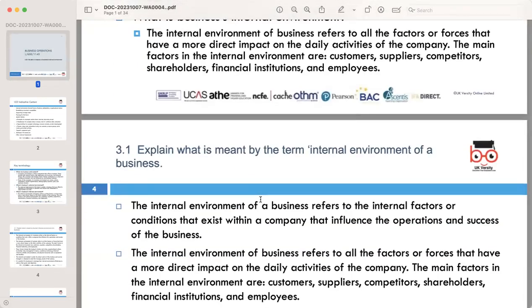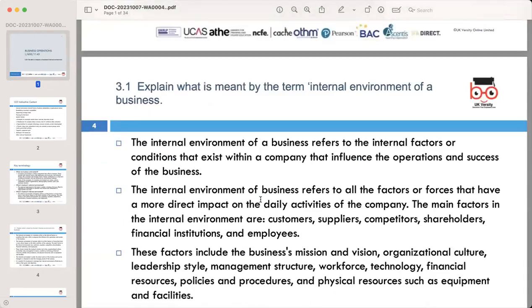Explain what is meant by the term internal environment of a business. Any comments, if anyone is there?